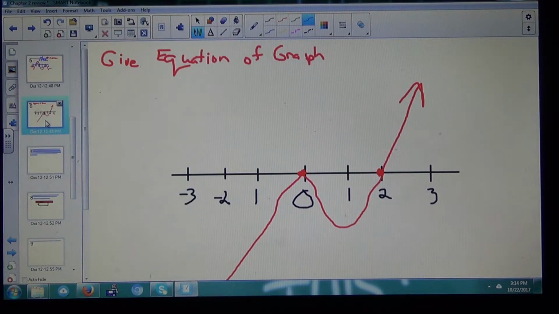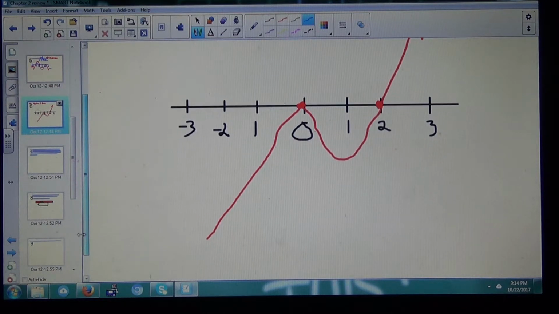Alright, now it says give the equation, so I'm going to give you a problem tomorrow where you're going to have to tell me what the equation is. If I want to find the equation of this, my first step would be I need to find the roots. So how do I find the roots on this graph? Well, I can see that one's at 0 and one's at 2. So it'd be like x equals 0 and x equals 2.